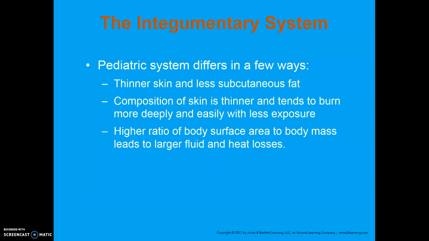The integumentary system. The integumentary system of the pediatric population differs in a few ways. The skin is thinner with less subcutaneous fat. Composition of the skin is thinner and tends to burn more deeply and easily than in adults. There's a higher ratio of body surface area to body mass, which can lead to larger fluid and heat losses.